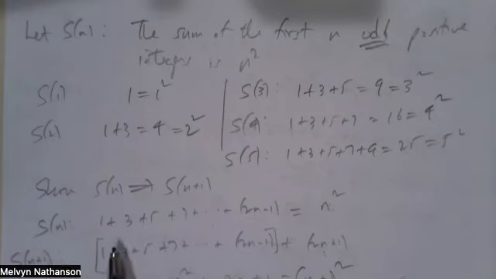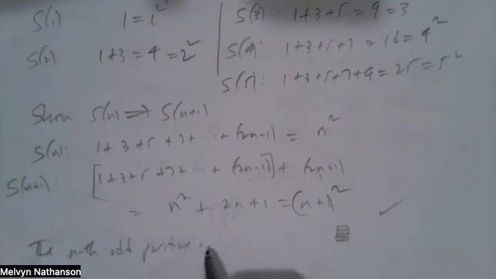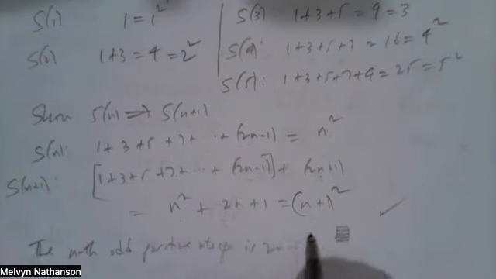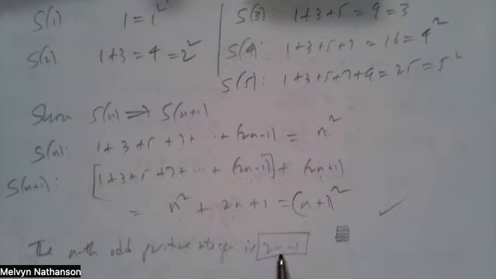So this is the sum of the first n odd positive integers. So in general, the nth odd positive integer is 2n minus 1. Like what's the fourth odd positive integer? 7. Plug in n equal 4 here, you get 8 minus 1, you get 7. This is the nth odd positive integer.